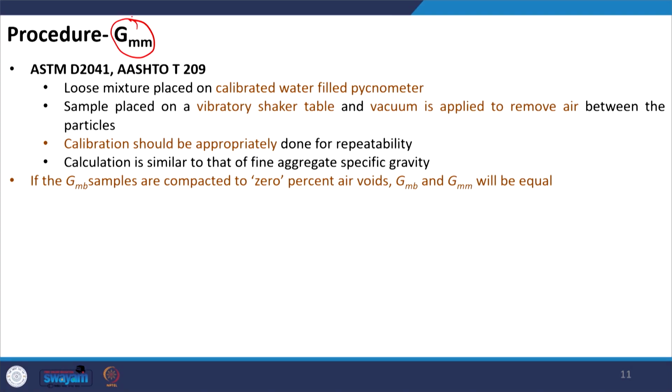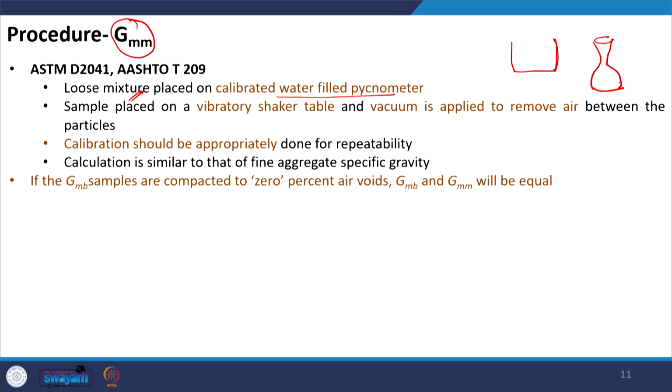Then now let us discuss the procedure to determine the theoretical maximum specific gravity, which is GMM. Alright. So, the corresponding AASHTO code and ASTM code have been mentioned in the presentation. Usually what we do here, first we take the loose bituminous mixture, loose mixture of bitumen-coated aggregate, and we place it in a calibrated water-filled pycnometer. We can have a pycnometer something like this. This depends on the equipment which we are using. We can also have a pycnometer which looks something like this.